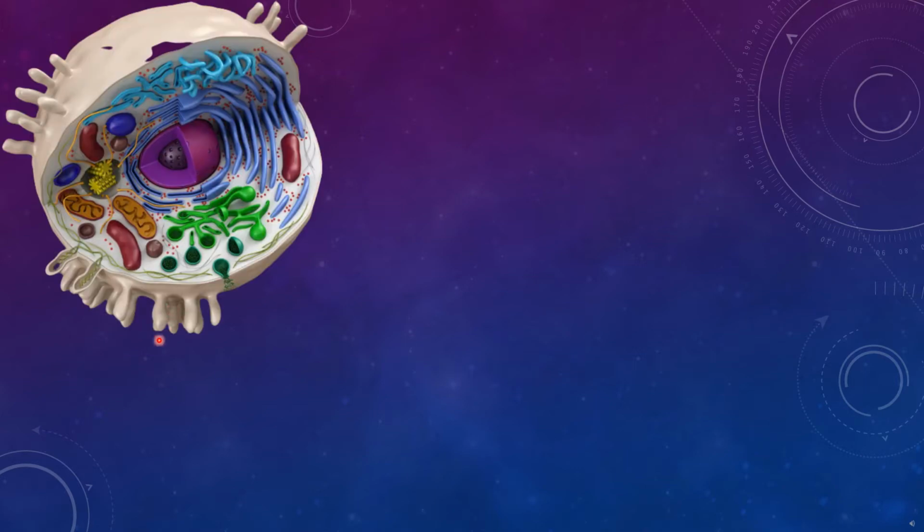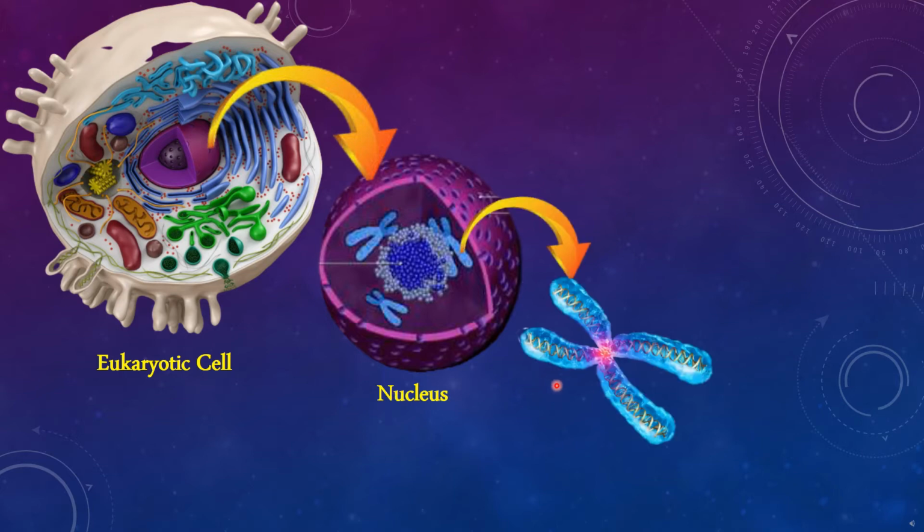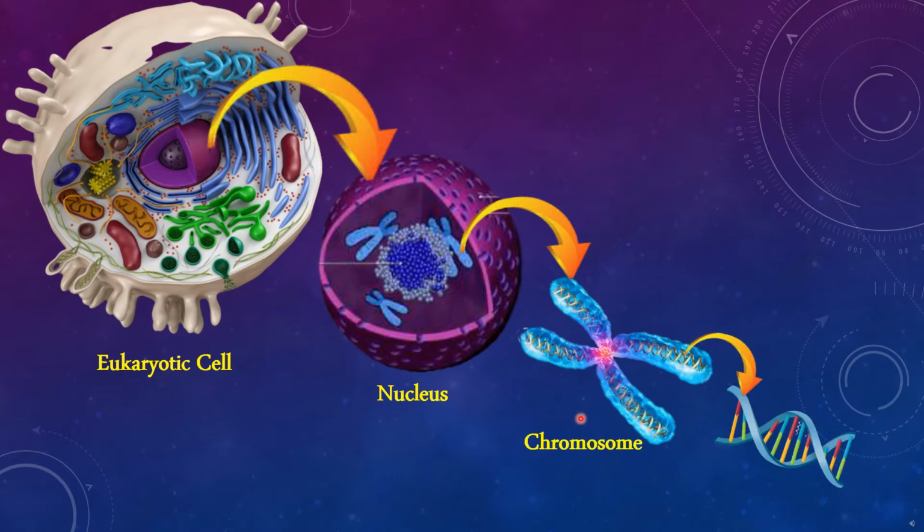Here is a cell. It's a eukaryotic cell. It is the nucleus. It is a chromosome, and it's a DNA molecule. The nucleus remains inside the cell. The chromosome remains inside the nucleus, and the chromosome consists of a DNA molecule.